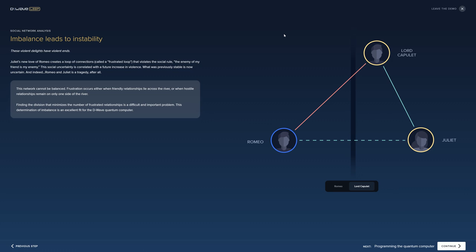And now I'm talking again about this because it's really important. This is probably one of the most important things we ever know. Okay, but I need to finish that demo for a moment. I understand. So this determination of imbalance is an excellent fit for the D-Wave quantum computer.